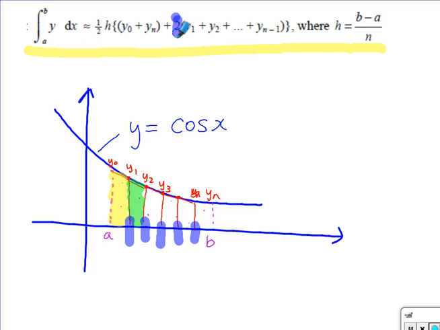The y0 and yn are only used in one trapezium, so y0 is only used in the yellow trapezium, and yn is only used in this red one right at the end. Apart from to say that the width of each trapezium, the perpendicular height, is what we call h. It has a complicated formula for h here, but basically it means the distance between B and A divided by the number of trapezia that we've got. So it's the width of each strip under our curve. So h is just the distance from each x value to the next.